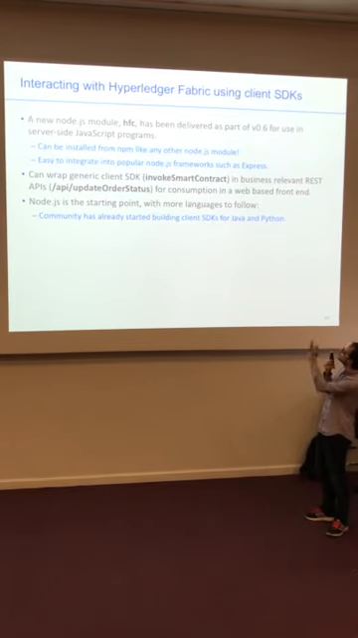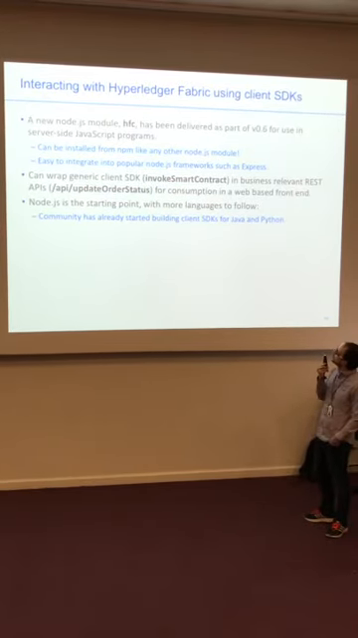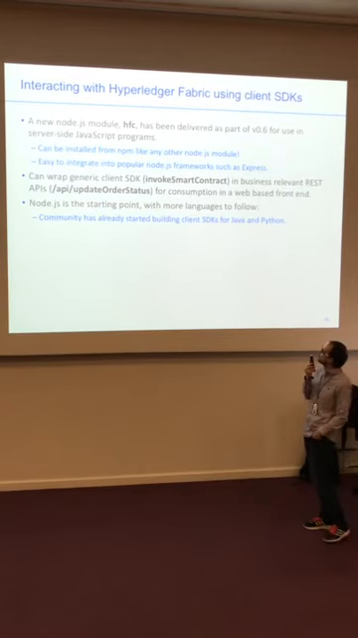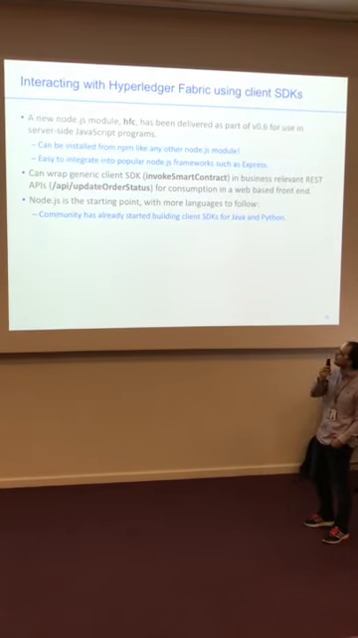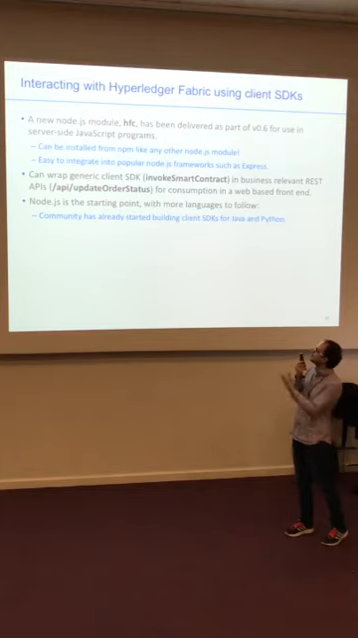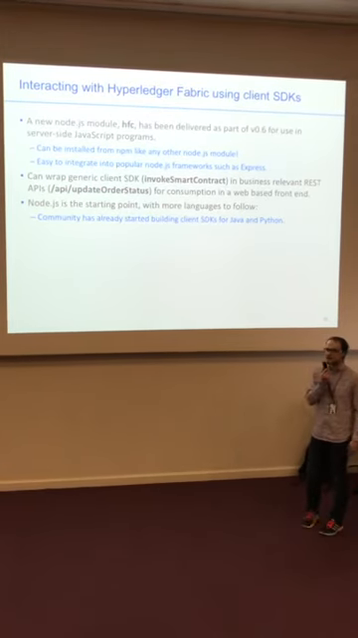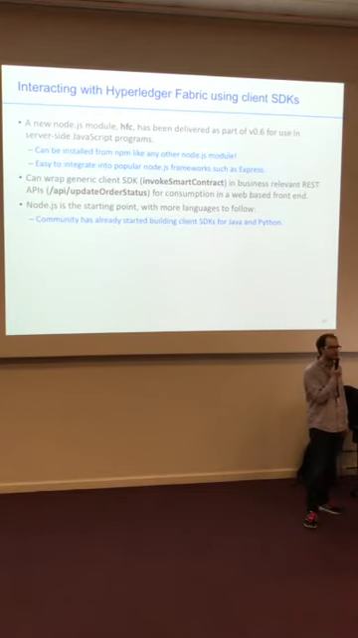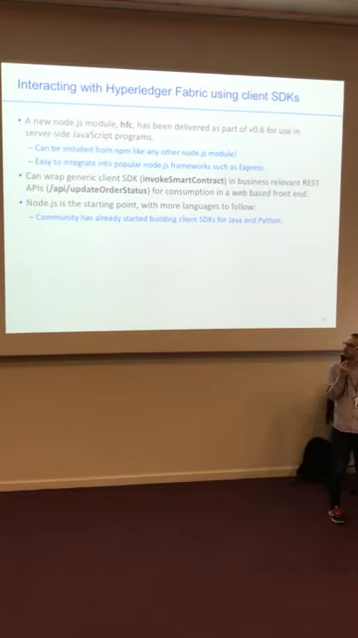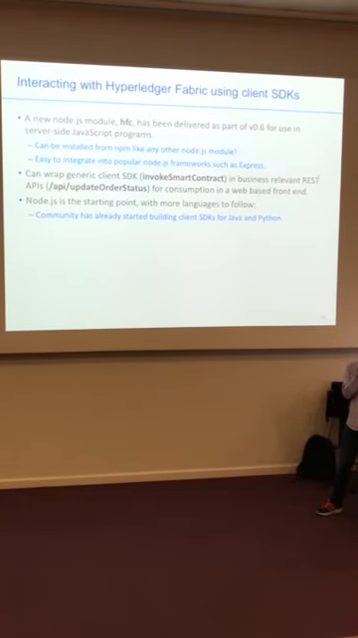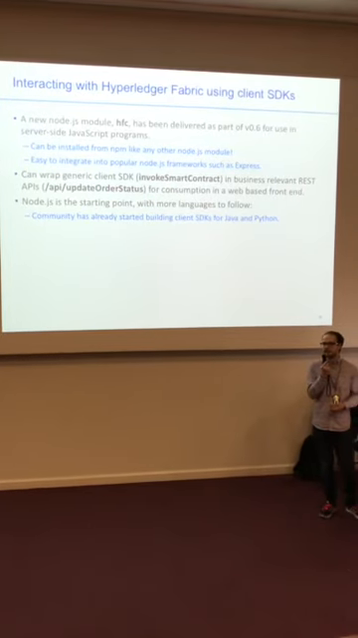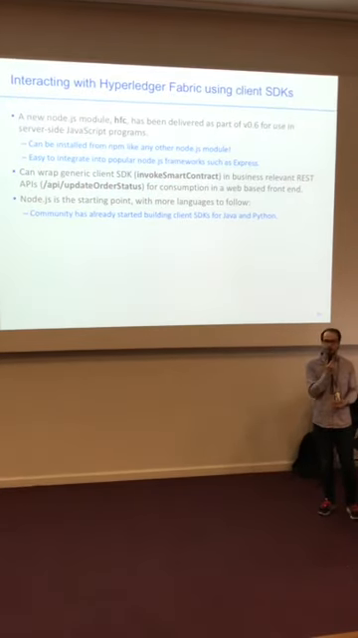So the client SDK has a call called invoke for just calling a smart contract, but you might wrap that up into an API around cars. You might have an update order status method instead. Node.js is the starting point. We picked it because it's cool and trendy. It's popular at the moment, but there are more languages coming. So there's going to be a Java SDK that's currently in the works, and also a Python SDK.